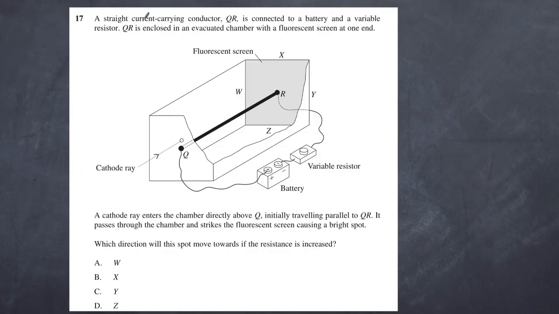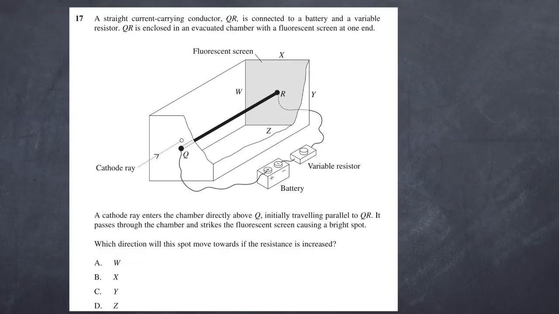We've got a straight line current carrying conductor QR connected to a battery and a variable resistor. QR is enclosed in an evacuated chamber with a fluorescent screen at one end. And a cathode ray enters this chamber directly above Q, initially traveling parallel to QR. It passes through the chamber and strikes the fluorescent screen, causing a bright spot. And then which direction will the spot move towards if the resistance is increased? There's a lot of factors here.